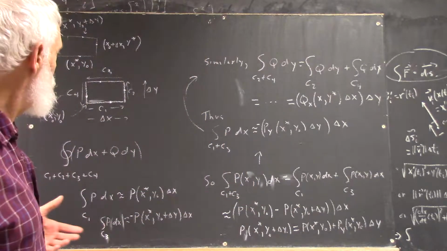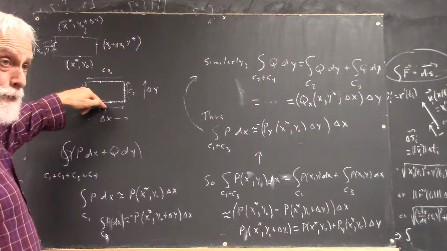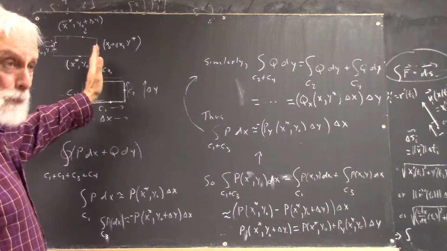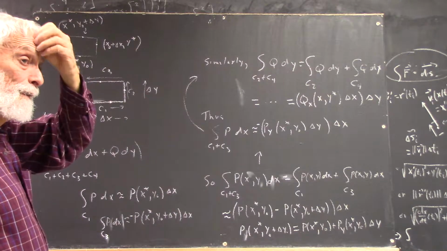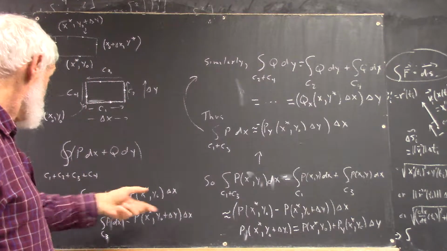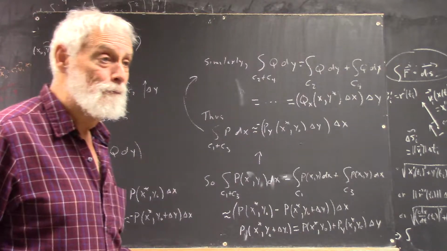Once you get the idea that the reason the integral over this line differs from the integral over this line is because P changes with respect to Y. What were P and Q in this? They're functions of X, Y. Okay?